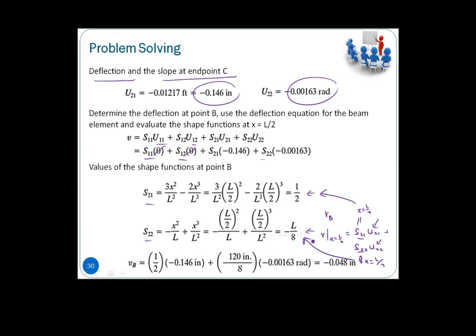So we can determine in this case our VB, our deflection at midpoint, is negative 0.048. Of course, it's slightly lesser than the endpoint, which is negative 0.146.